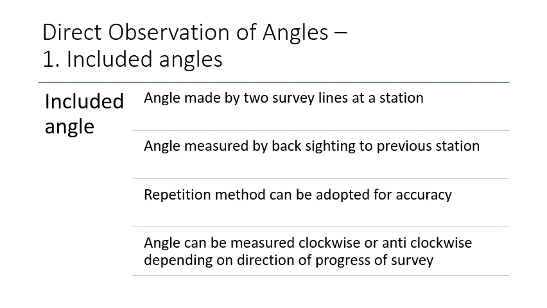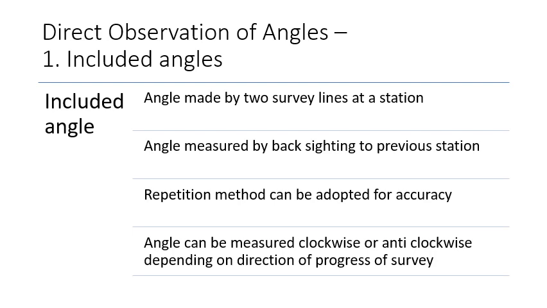So let us study this in detail. Direct observation of angle has two options. One was using the included angle, another was the deflection angle. Let us see how to do it with the included angle. So what is an included angle? It is the angle made by two survey lines at a station.